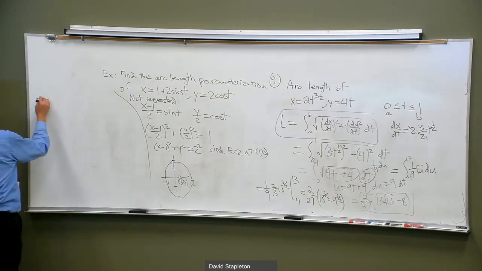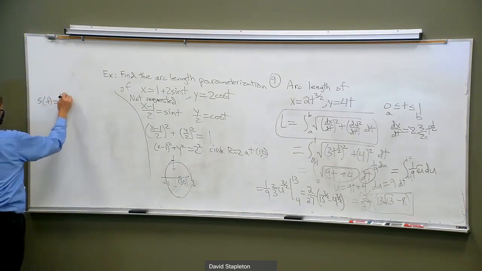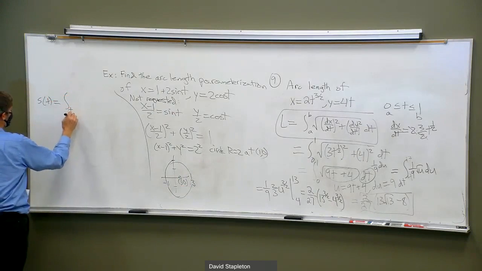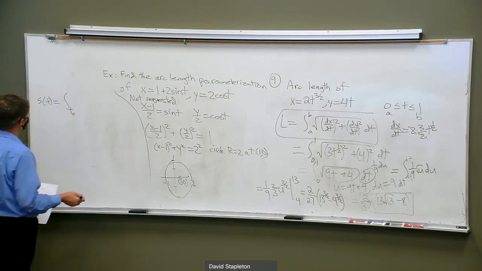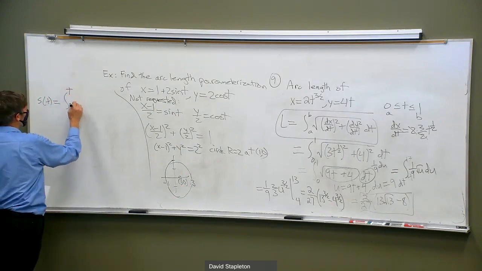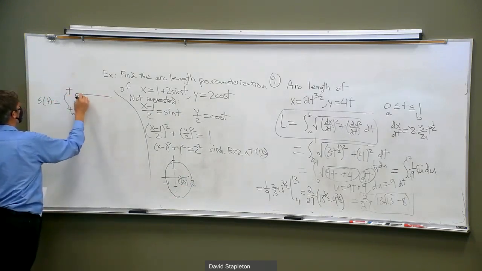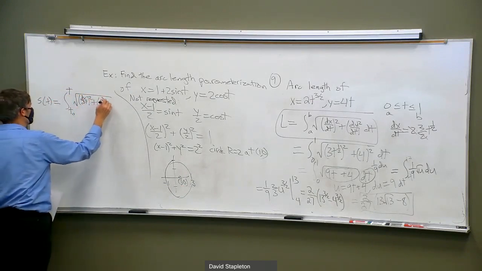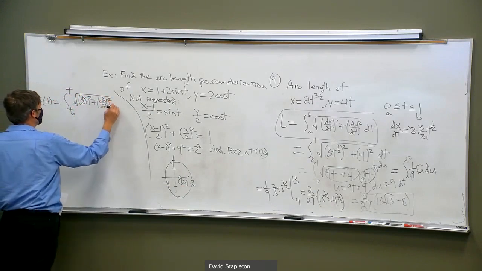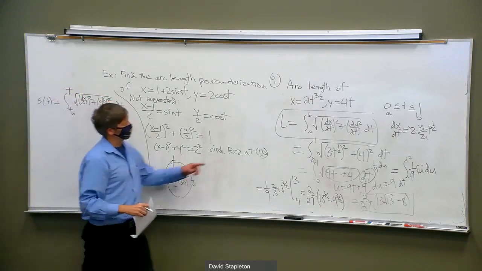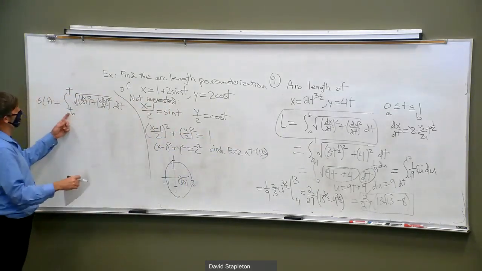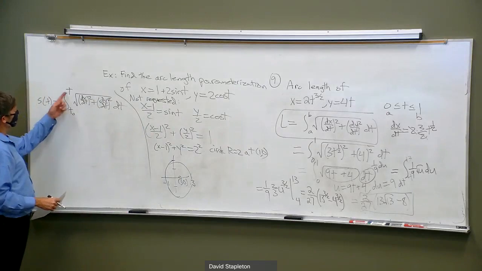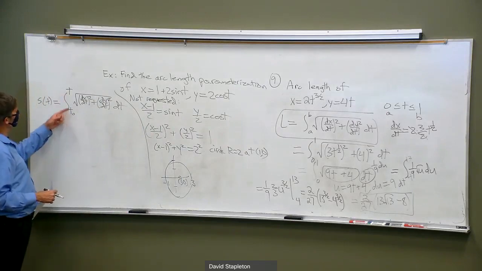But the arc length parameter S of t is defined as the integral from a reference point where the arc length starts, t0, any point you want where you want the arc length parameter to be 0, to t, of the square root of dx dt squared plus dy dt squared dt. If you think about the arc length formula, the arc length parameter is just the arc length from t0, or a, whatever you want to call it, to t along the curve, right? This is the arc length from here to here.